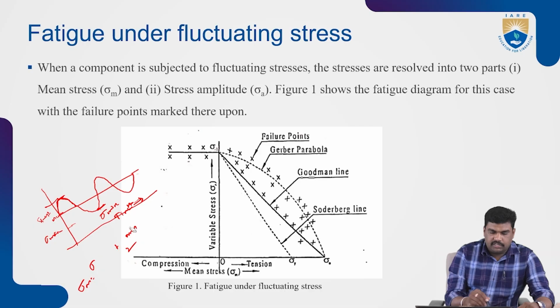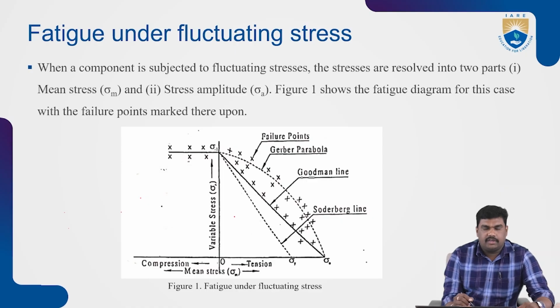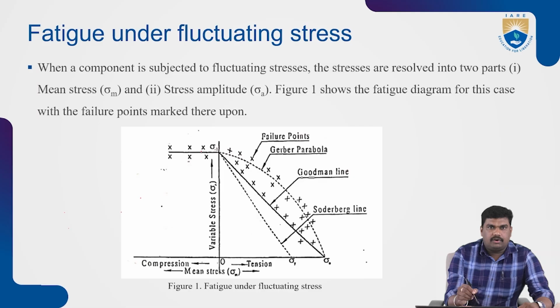Here you can see in that graph we will have all the points in fatigue that we are plotting. Due to the real component, you will have fluctuations in the stress levels. So we draw a common average line, and different scientists found different lines: the Soderberg line, the Goodman line and the Gerber parabola, and these are your failure points.